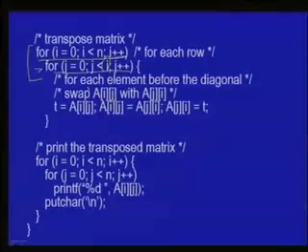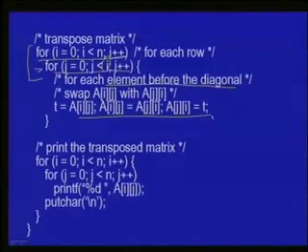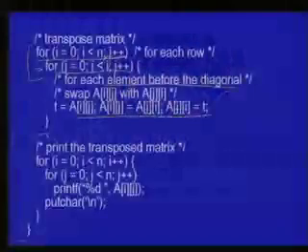So for each element in the row before the diagonal, we have to swap Aij with Aji. So we use the swapping technique that we just saw. T assigned Aij, Aij assigned Aji, Aji assigned T. So this swaps the ith jth element with the jth ith element, and that's the end of the loop.